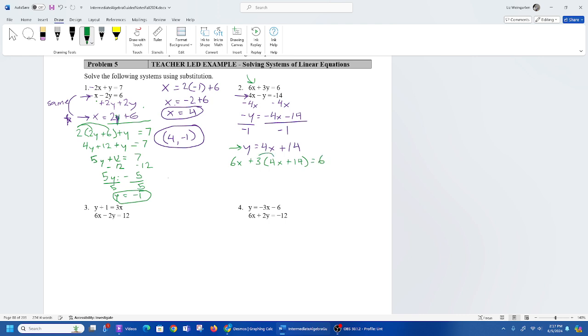I'll distribute the 3. Let's see, 3 times 14 is 12 plus 30, which is 42. 6x plus 12x is 18x. Subtract 42 from both sides. 18x equals negative 36, so x equals negative 2.